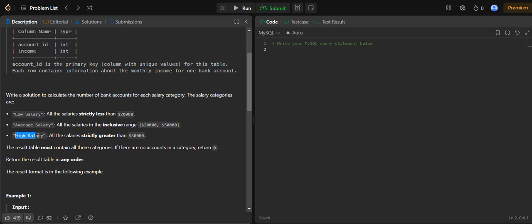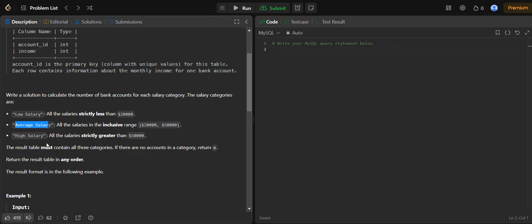no salary which belongs to any of these, or there is no salary which is in the high salary category, because there might be a condition where there is no income which is greater than 50,000, or which is even greater than 20,000. Then what will happen? Every salary will be low salary. There is no average salary, there is no high salary. But for that type of situation, we have to return average salary equal to 0, high salary equal to 0. That is, there are no accounts having average salary and high salary. We have to show that also.